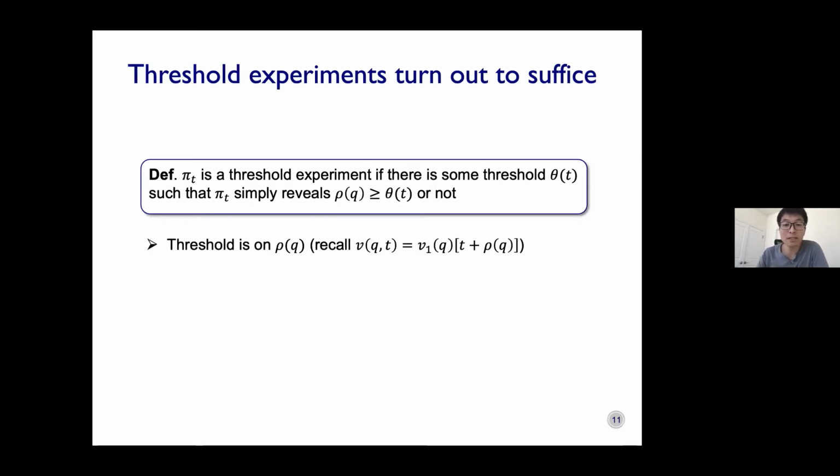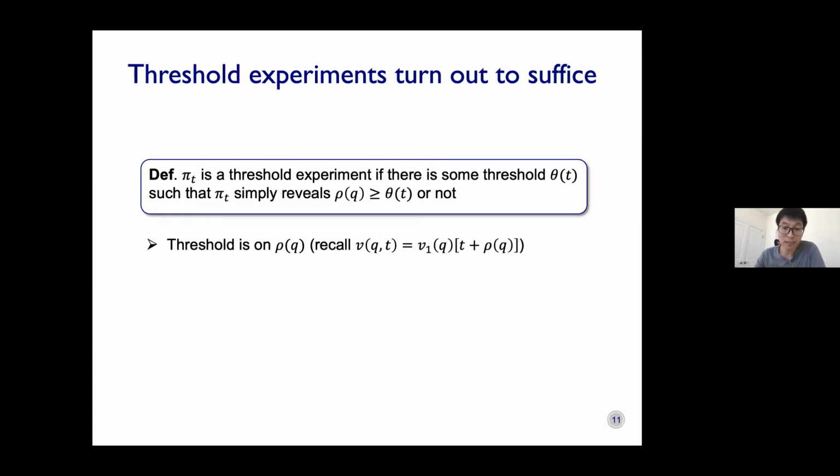It turns out that in our optimal mechanism, we only use the simple threshold experiments. What do I mean by a threshold experiment? Well, a π_t is a threshold experiment if there exists a threshold θ_t that depends on t, and the π_t simply reveals whether ρ(q) is larger than θ_t or not. So that's the experiment.